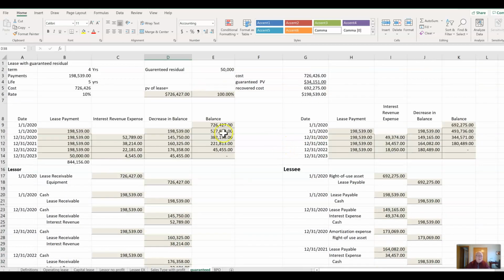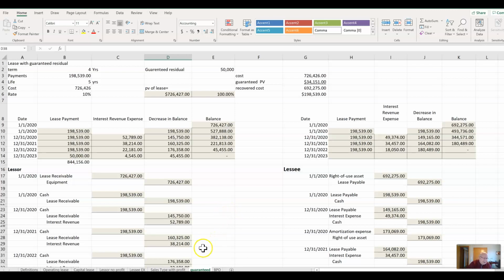Okay, and that is a guaranteed residual. Basically, it's done the same way we've done all the rest of them, but for the lessor, you include the guaranteed residual in the present value calculations, and it reduces the amount the lessee has to pay because the lessor is getting the equipment back.